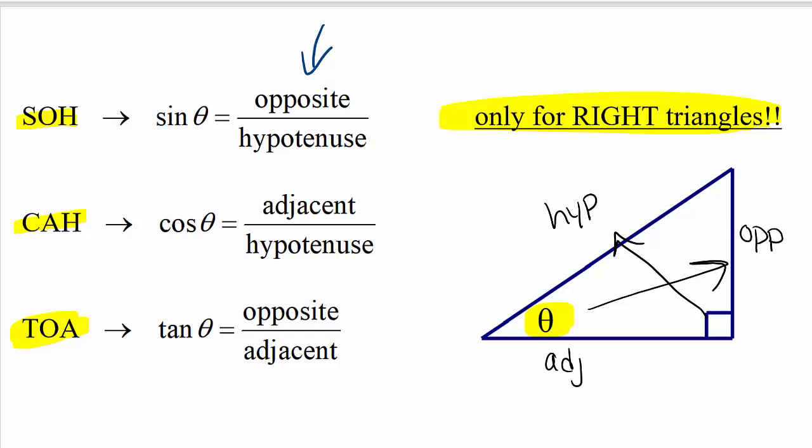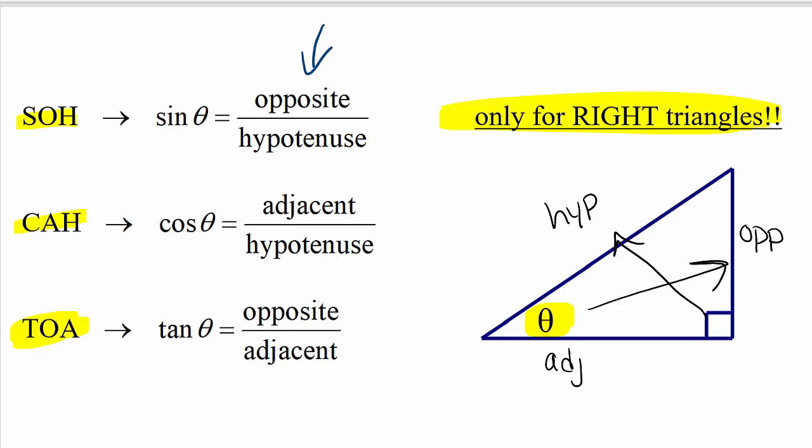Adjacent is never the hypotenuse. They have to be separated. So although you can see that the hypotenuse is adjacent to the angle theta, it is already identified as the hypotenuse because it's across from our 90 degrees. So therefore, the other leg of the right angle triangle is named the adjacent side.